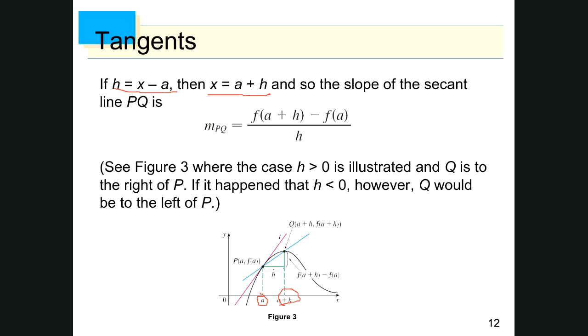And then here they tell you that if h is greater than 0, it means that if you add some positive value to your a, obviously the point q has to be on the right of the point p. But if h is less than 0, it means you're subtracting something from a, so your point q is now going to be somewhere on the curve, right on the left.